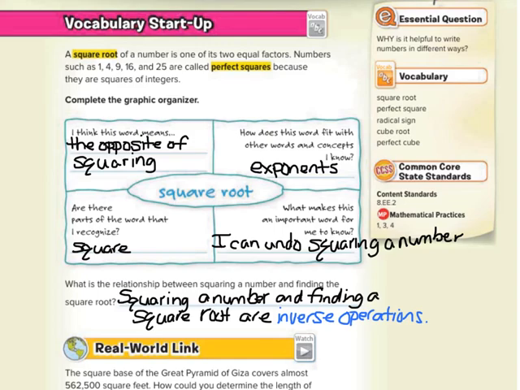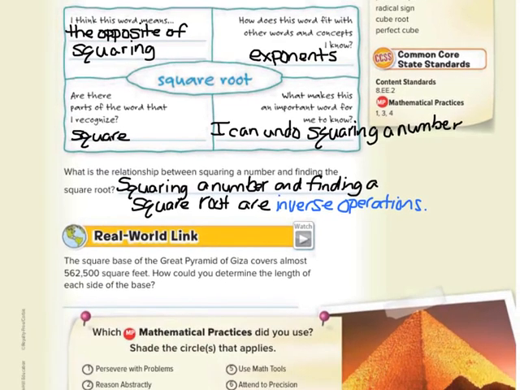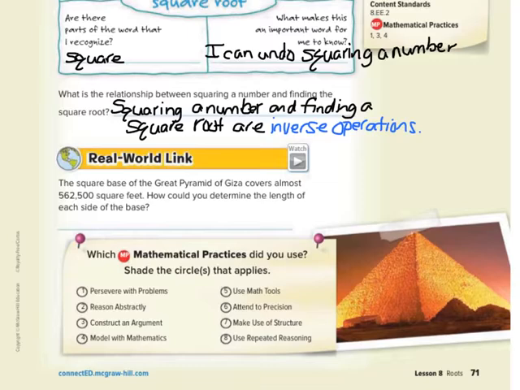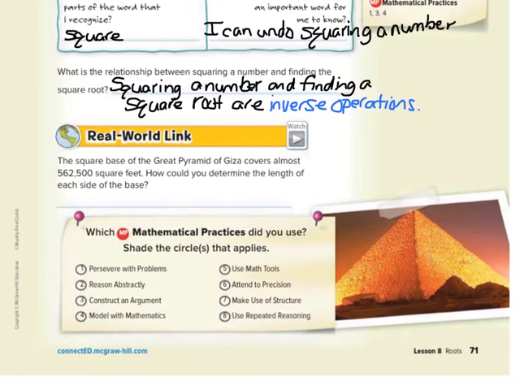Now for our real world link. The square base of the Great Pyramid of Giza, I think, covers almost 562,500 square feet. How could you determine the length of each side of the base? When we really think about it, area is equal to side squared. So if we're given the area, could the square root of the area equal a side? Well, it does.